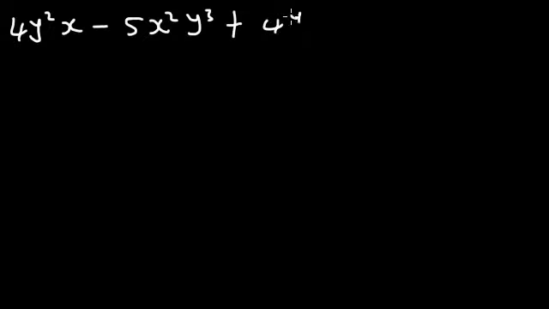Consider the relation or the function 4y squared x minus 5x squared y cubed, then plus 4y equals 0. So don't forget we differentiate term by term. So let's focus on y squared. Now we have 4x as a constant. So we have 4x times the derivative of y squared, which is 2y, times, since we are differentiating a y function, dy/dx.